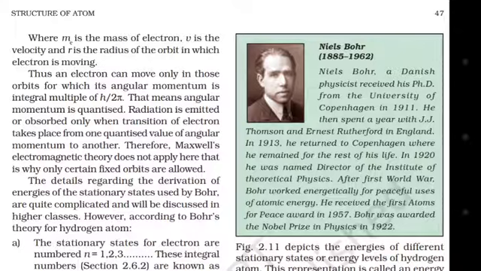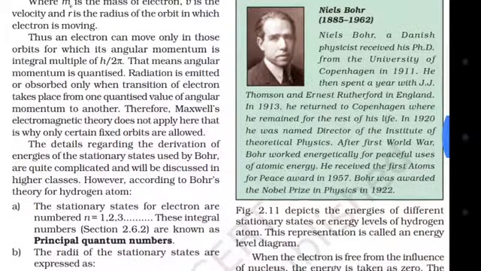In 1920, he was named Director of the Institute of Theoretical Physics. After the First World War, Bohr worked energetically for peaceful uses of atomic energy. He received the first Atoms for Peace award in 1957. Bohr was awarded the Nobel Prize in Physics in 1922.